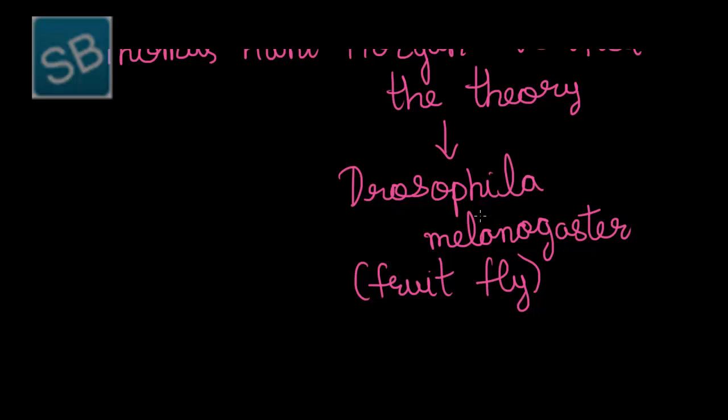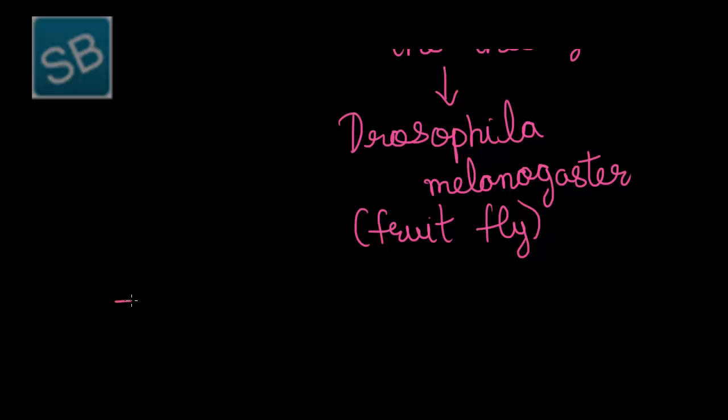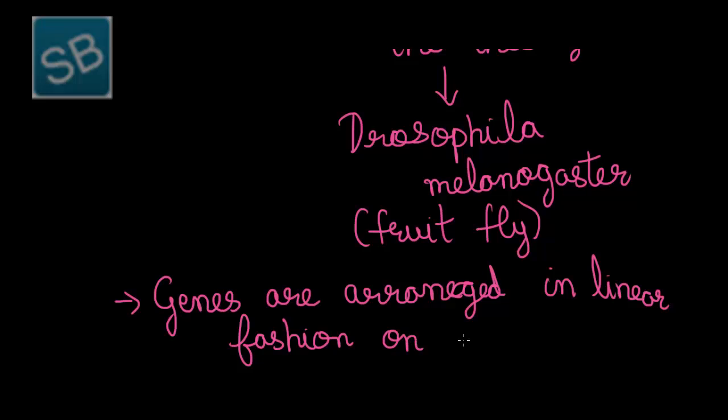It was this organism on which Morgan performed various experiments to verify the theory of chromosomal basis of inheritance, which proved that the genes, although arranged on chromosomes, were arranged in a linear pattern. Thus, according to him, the genes are arranged in a linear fashion on chromosomes. Thus, this was all about the basics of the theory of chromosomal inheritance.